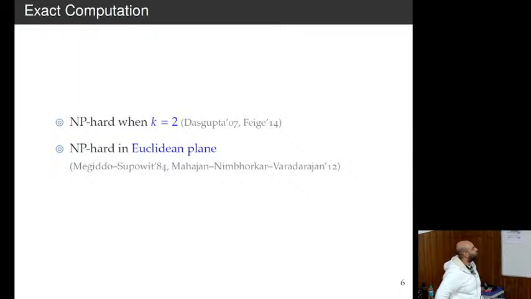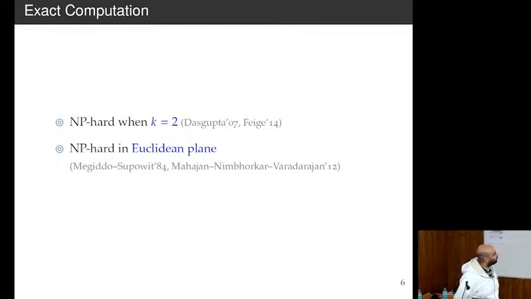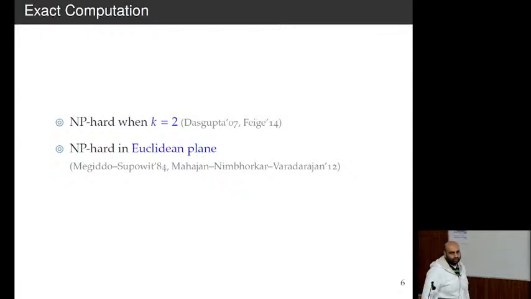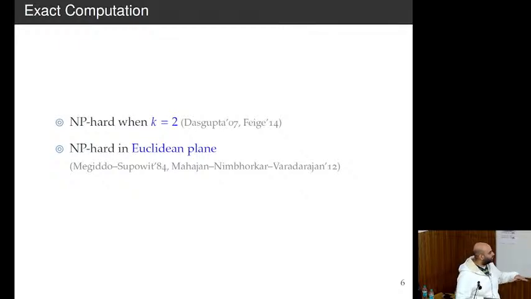Okay. So for exact computation, we know that for the continuous version, even when k is 2, it's NP-hard. Or if you're looking in the Euclidean plane, with the Euclidean metric, then it's NP-hard. So it's important to look at approximation algorithms because it's hard in these basic cases as well.